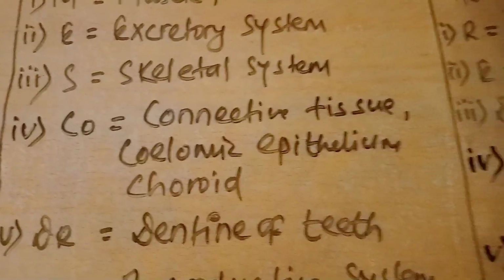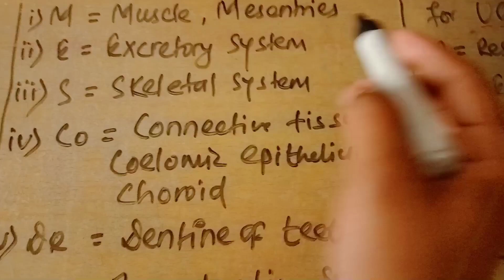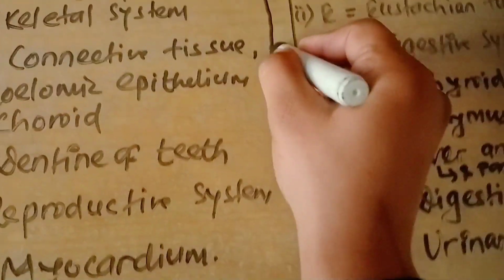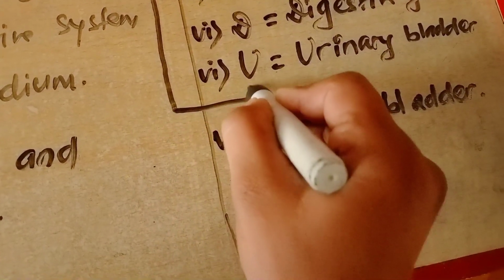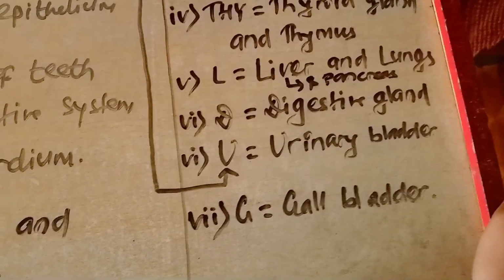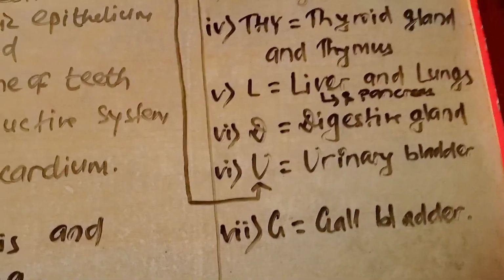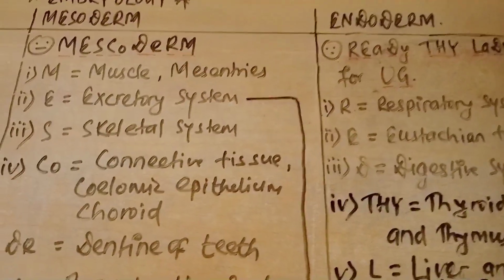And in mesoderm we have E for excretory system, whole excretory system, except there is also one exception: whole excretory system except U, that is urinary bladder. Urinary bladder also lies in the excretory system, but it is derived from endoderm, not mesoderm.